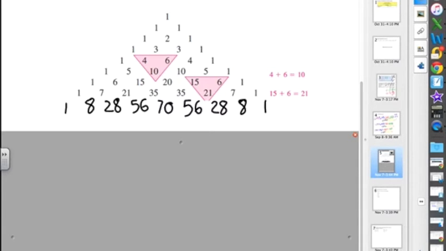You see the symmetry? So once I got to 1, 6, 15, and 20 in the example we just did, I knew it was going to go back down 15, 6, and 1, because of the symmetry. And there's a lot of different patterns. If you Google patterns in Pascal's triangle, you'll find all kinds of crazy patterns. They're really kind of amazing to see.